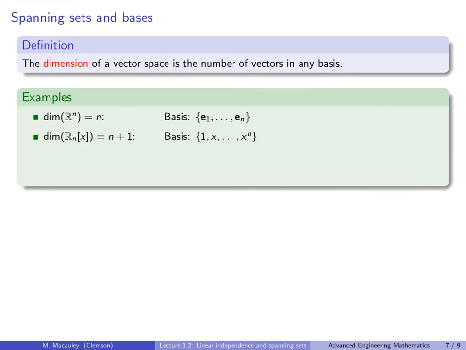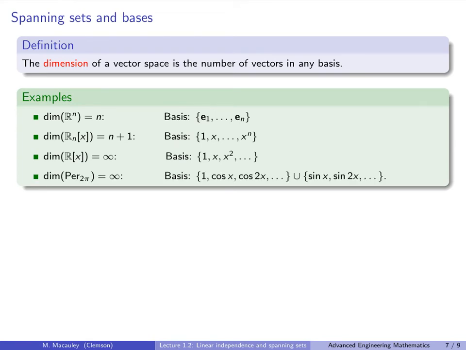Next, the dimension of the space of polynomials of degree at most n is n plus 1. And here's a basis: 1, x, x squared, all the way up to x to the n. Obviously, there are many other possible bases, but this is the most canonical one. The dimension of the space of all polynomials is infinite. You need all powers of x to form a basis for this. And as in the other examples, there are many other bases, but this is the most canonical.